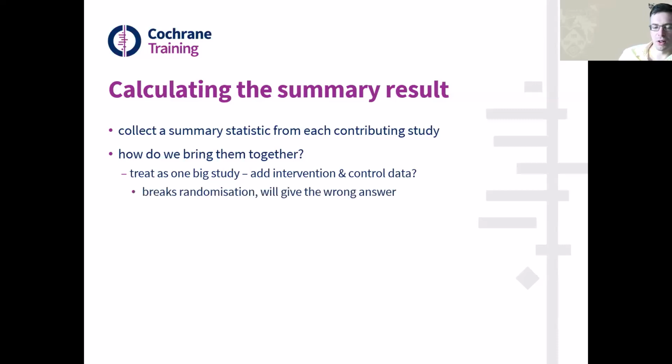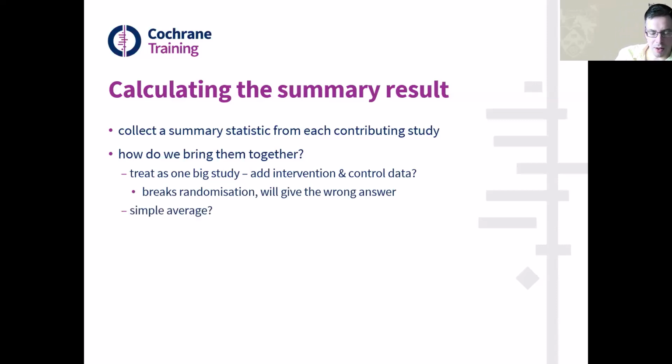The problem is, of course, if our studies are randomized, then just adding up all the numbers across all the studies breaks the randomization, and it actually gives the wrong answer. I don't have time to demonstrate a few examples of that, but if you do just add up numbers in this way, you're not actually respecting the fact that these are different studies with their own randomization and their own inclusion criteria. So that's not an option.